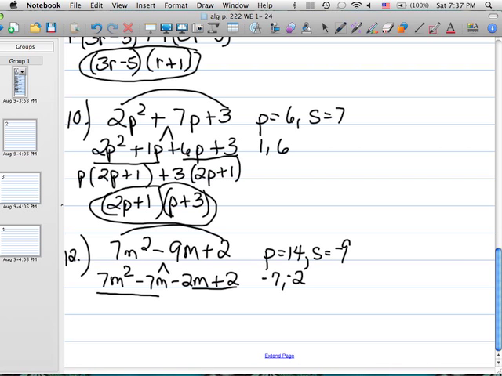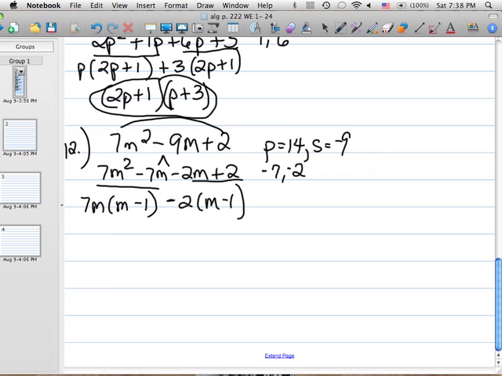From the first pair you can take out a 7m. That leaves you m minus 1. Checking the signs, positive, negative, negative, positive. We need to take a negative 2 out, and we have m minus 1. So our factors are m minus 1 and 7m minus 2.